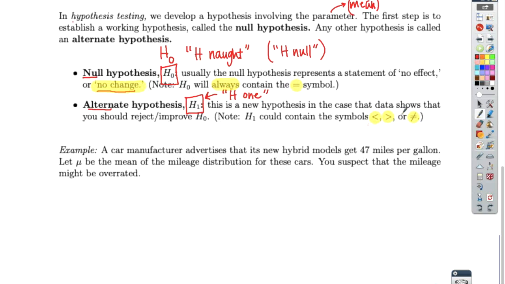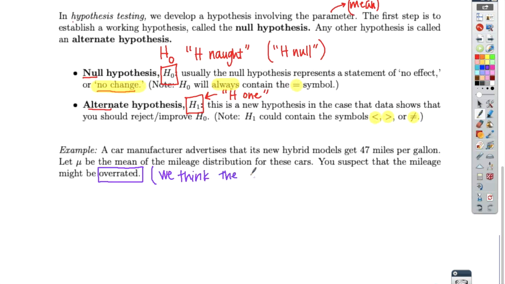A car manufacturer advertises that its new hybrid models get 47 miles per gallon. Let mu be the mean of the mileage distribution for these cars. You suspect that the mileage might be overrated. Okay, let's just focus there. The rest of the problem is on the next page. You think that they're overrating this mileage, so you think that this 47 is maybe too high.